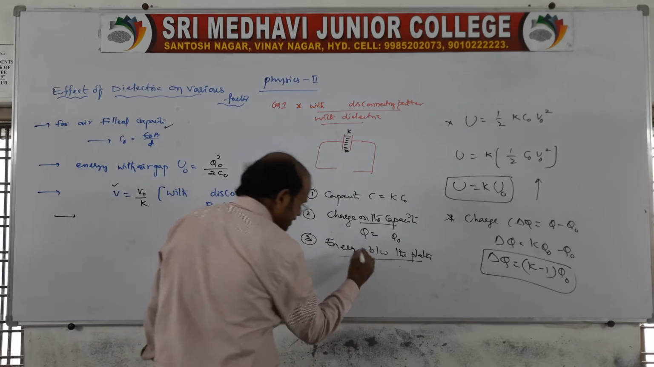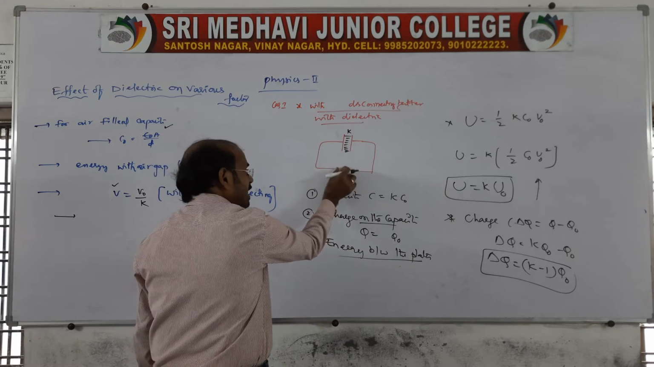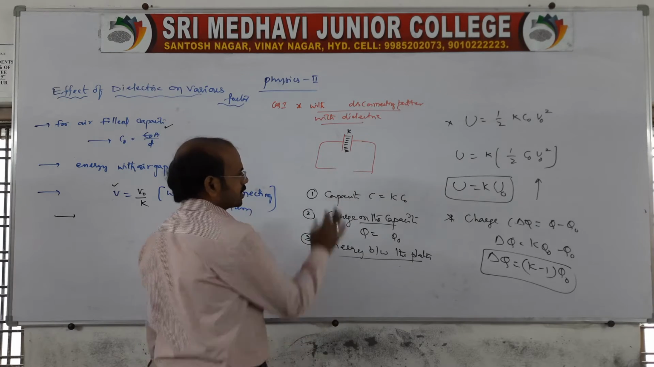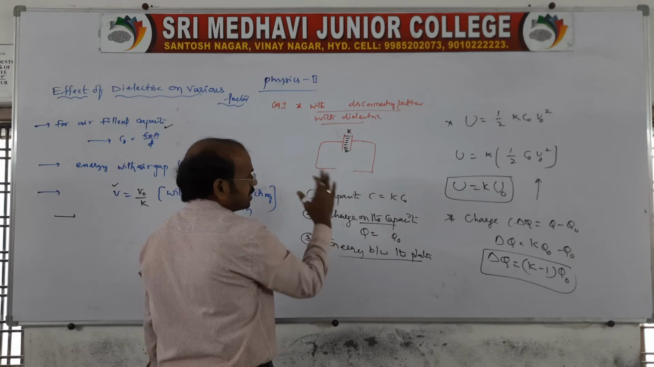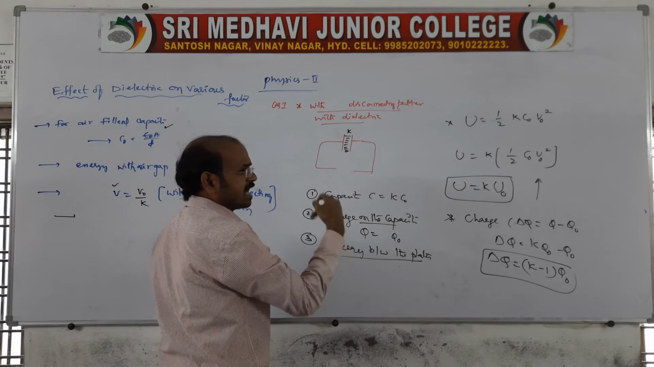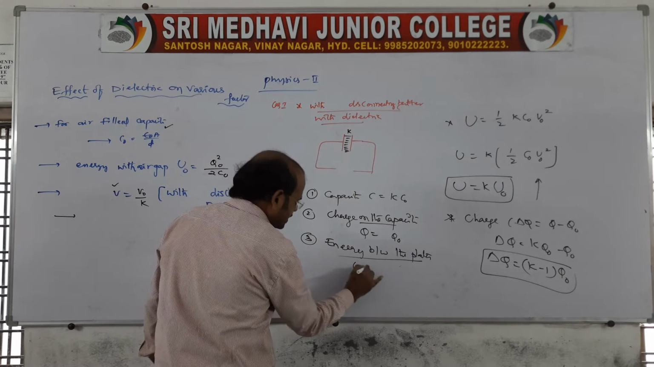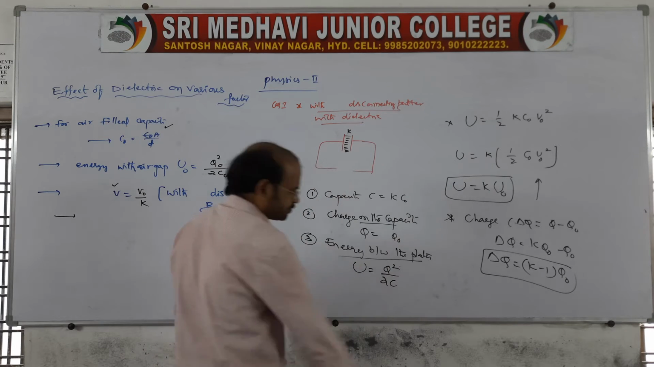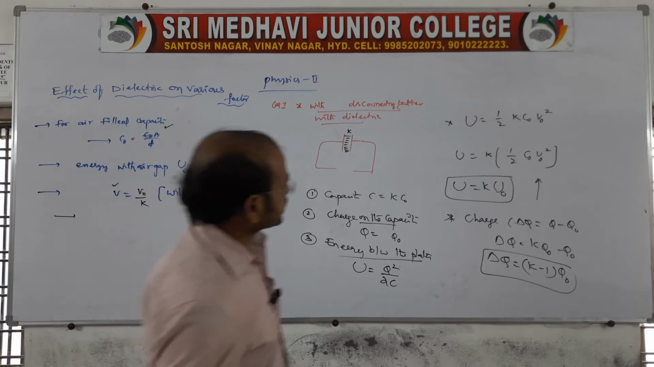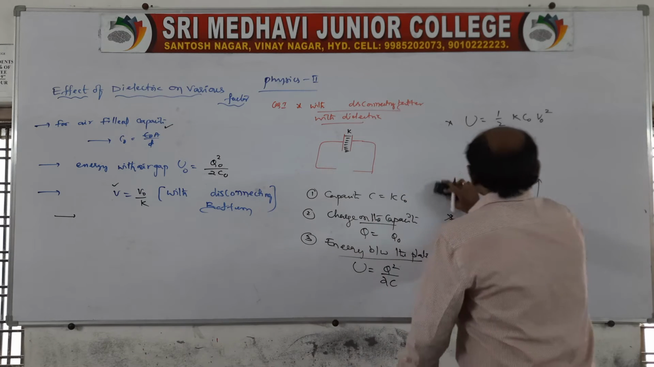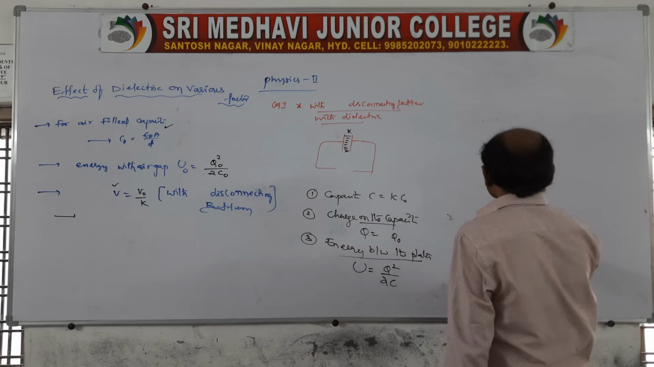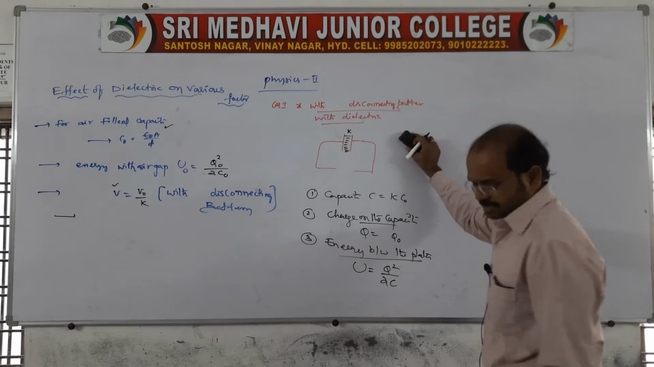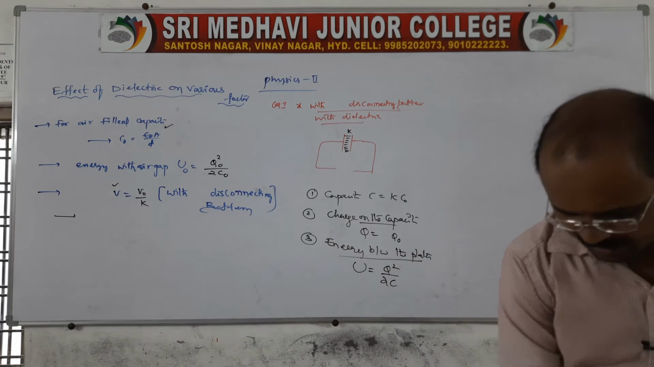Sir, what happens to the energy between the plates when the battery is disconnected, because there is no battery? Look into the diagram. Is there any battery? If the battery is removed after the charge, the energy will be Q square by 2C. Let us see what will happen to the energy in case the battery is disconnected, with the dielectric present.